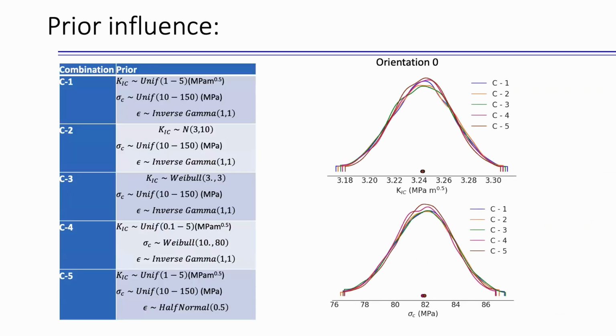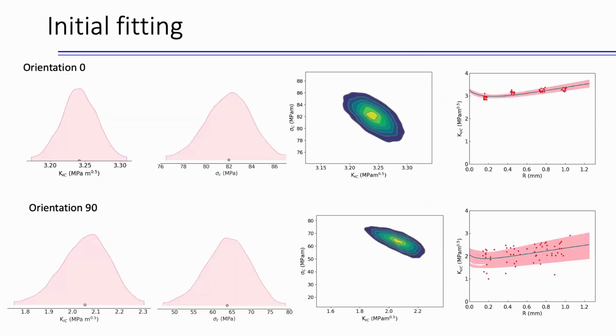We have also analyzed the prior, but I'm not going to stop very much here because there is no influence with this prior distribution about the toughness. And these are the results comparing the two orientations. Looking at this plot, we can see that the dispersion is not very high with the notch stress intensity factor. So now with this methodology, we can quantify precisely the dispersion of the toughness.